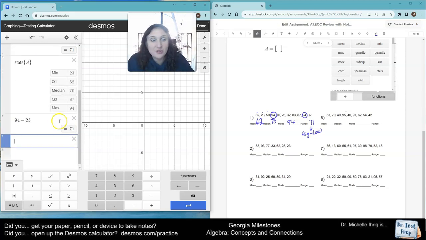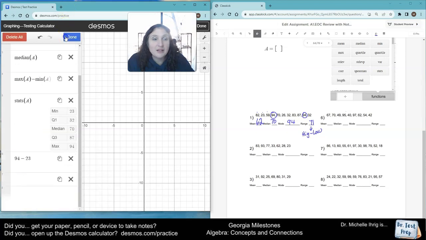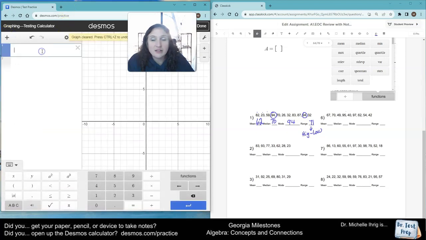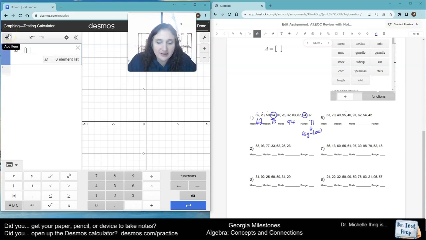And that's it. So let's do the next one really quickly. I'm going to click this little here and do delete all. Let's do number 7. Okay, so let's call this list H. So I'm doing capital letter H equals bracket. Bracket is next to the letter P. And we're going to type in number 7, 86, 13. Put commas in between each item in your list. Those items are called elements.